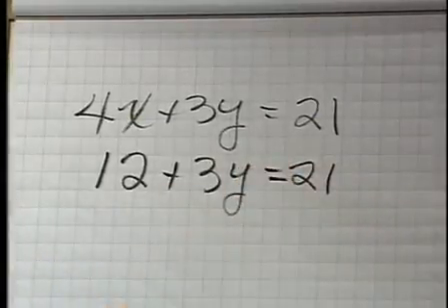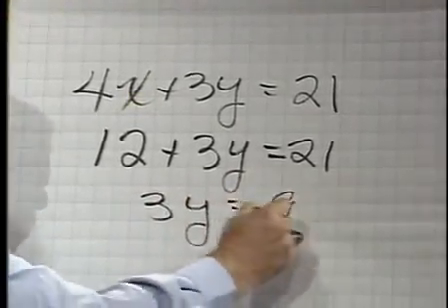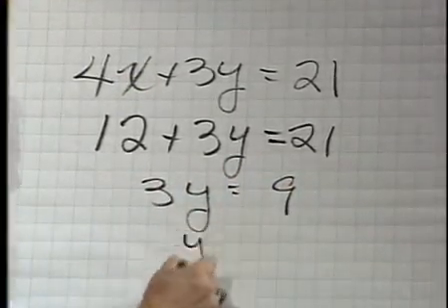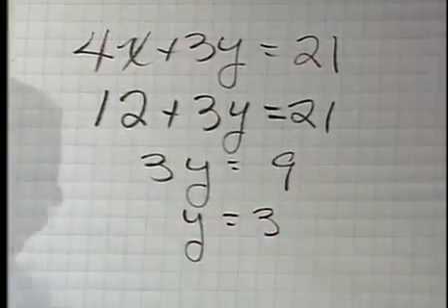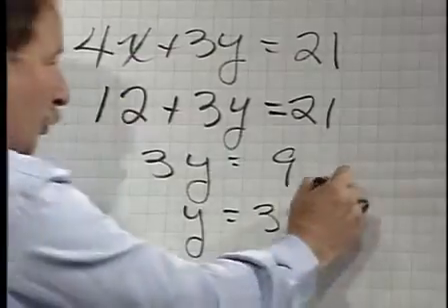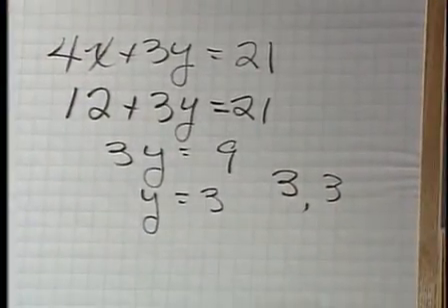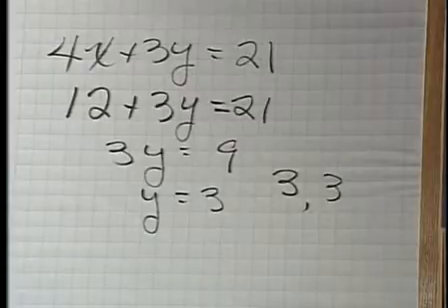Again, as always, my goal is to get an equation with one variable, one letter. I subtract 12. 3y equals 9. y equals 3. So I have my answer. My answer is x equals 3, y equals 3, which is written as an ordered pair. And now I need to check.